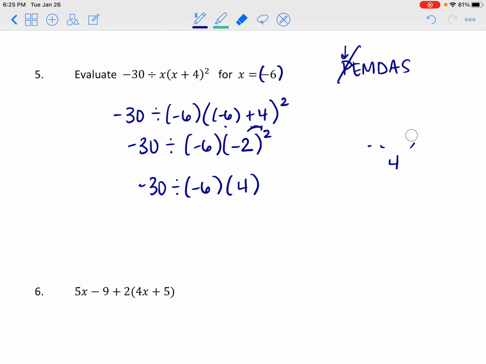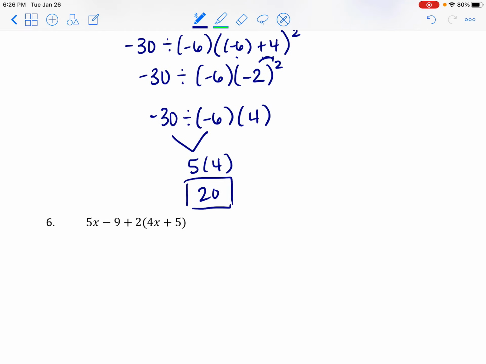Now again, it's tempting to want to do that multiplication first, but we did that multiplication and division lumped together left to right. So we're going here first. Negative 30 divided by negative 6 makes 5. Then we can multiply the 4 to make our final answer 20. Okay? So 20 is that one.